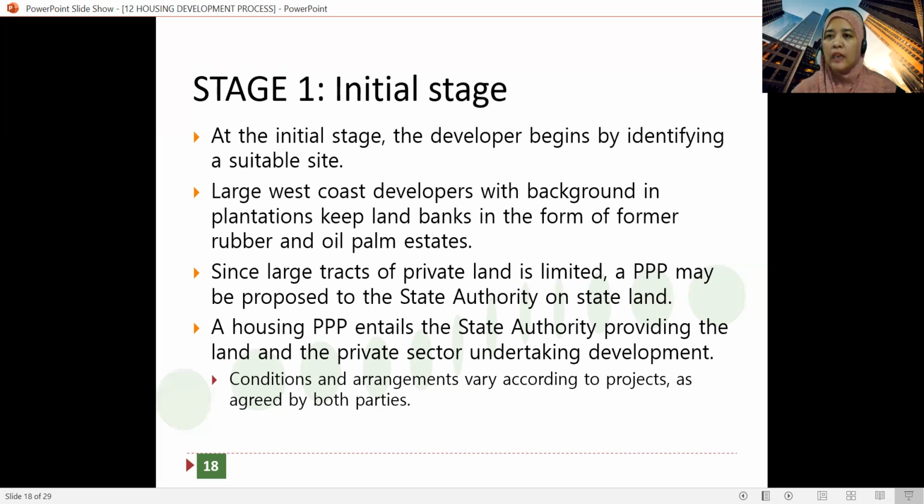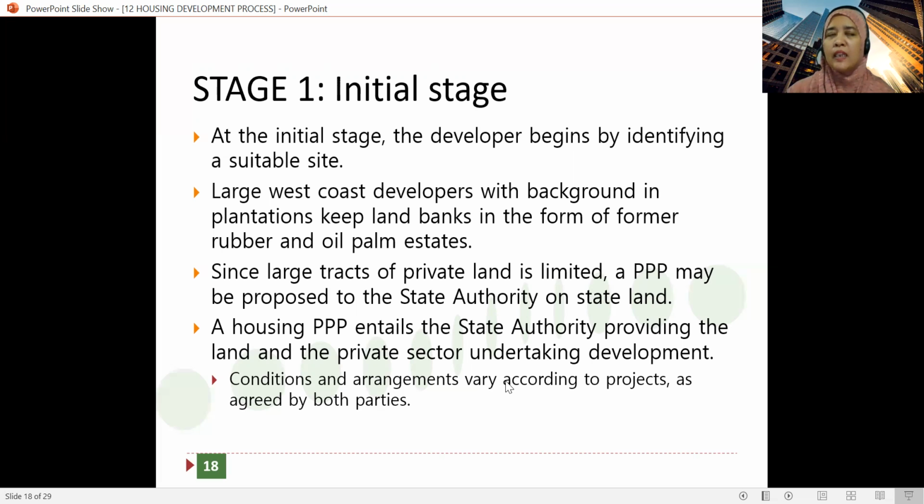State authority, you have the land, I'm the developer, I have the capital, I have the money, I have the labor, entrepreneurship, I have the skills. Okay, so we work together, we become partners. You give me state land, I will develop the land. We will then divide the profits ataupun I will give you a certain percentage of completed units. So the terms, conditions and arrangements vary.